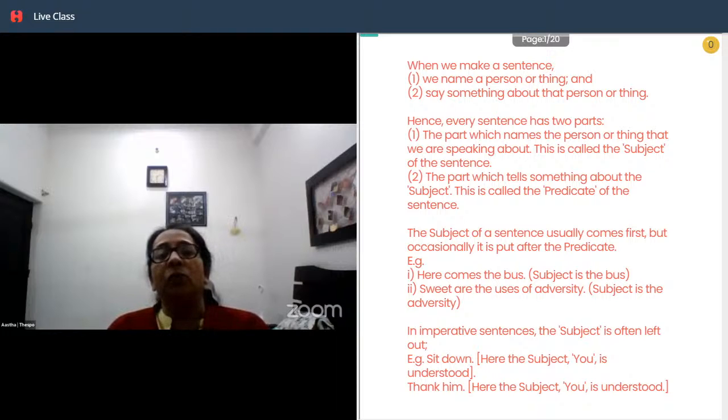Here comes the bus. So we are talking about the bus. For us, in this particular sentence, what are we exactly talking about? We're talking about the bus, and where is this bus? Here it comes. Occasionally it is put after the predicate. Now, occasionally is something which is rare.